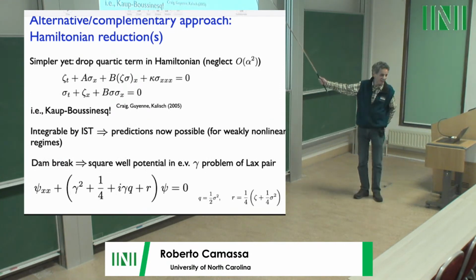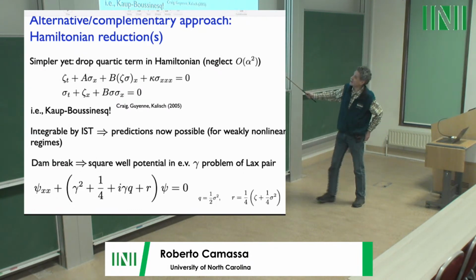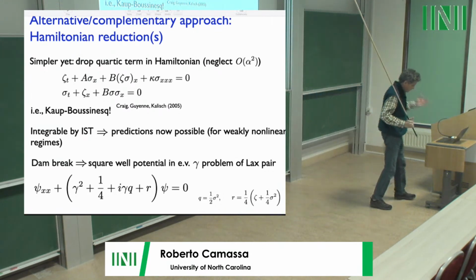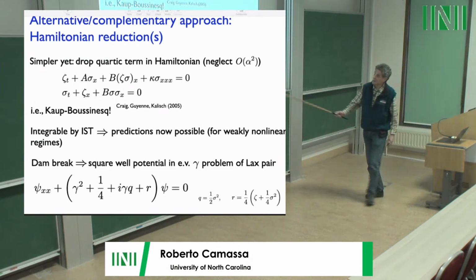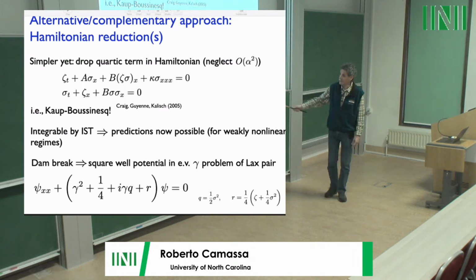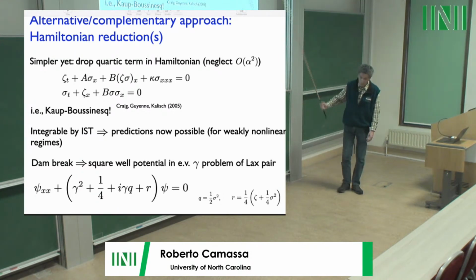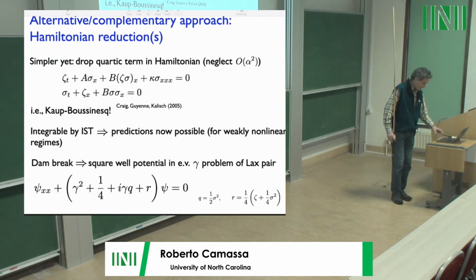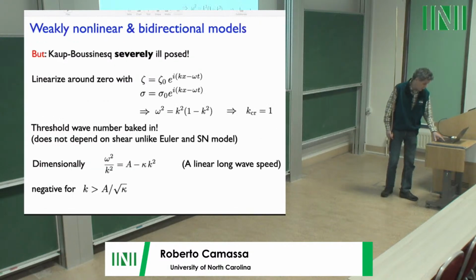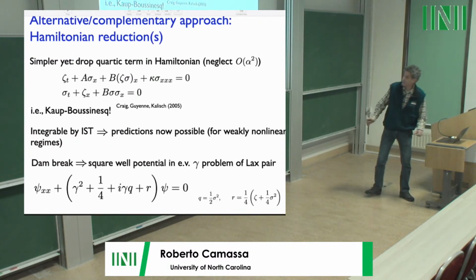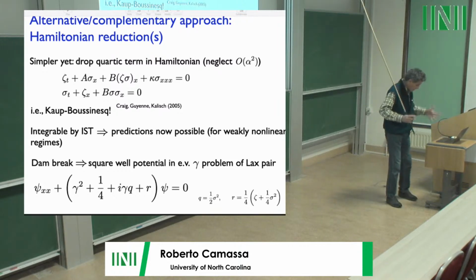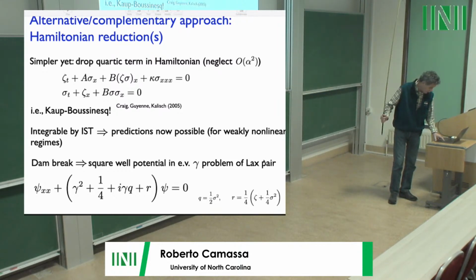But what if you were to drop it nonetheless? If you drop it, then you get to this equation, which is actually known in the literature as the Kaup-Boussinesq, to distinguish it from other things, and which is completely integrable. So there is a Lax pair, there is an isospectral problem, you can actually get the dam break. The dam break is the easiest of the spectral problems to solve, and you can actually do well with that. You can compute solitary waves contained in this initial potential well by solving the spectral problem.